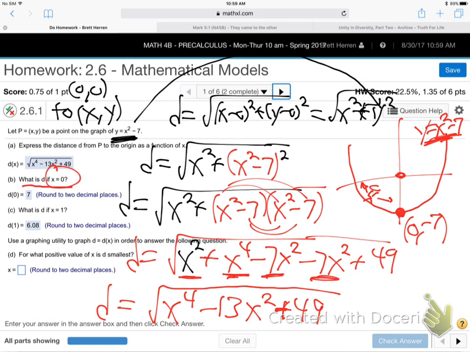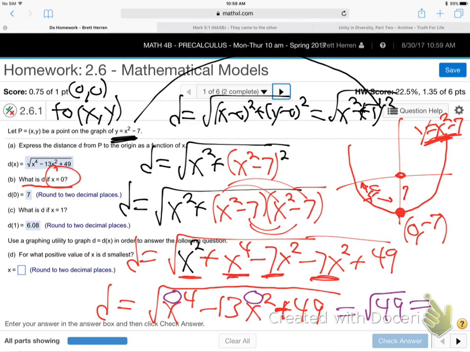When x is 0. Now you tell me, guys, if you're right here straight down, how far are you from the origin? Well, 7, huh? Because this is 7 away. So what that means is if I put 0 into this distance formula for x, if I plug in 0 here and here, what am I going to get?